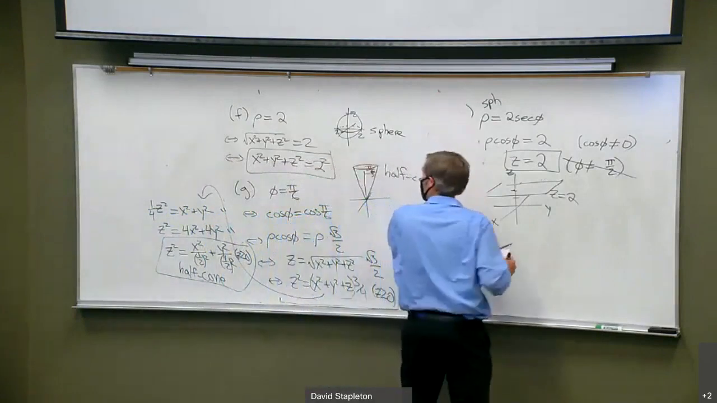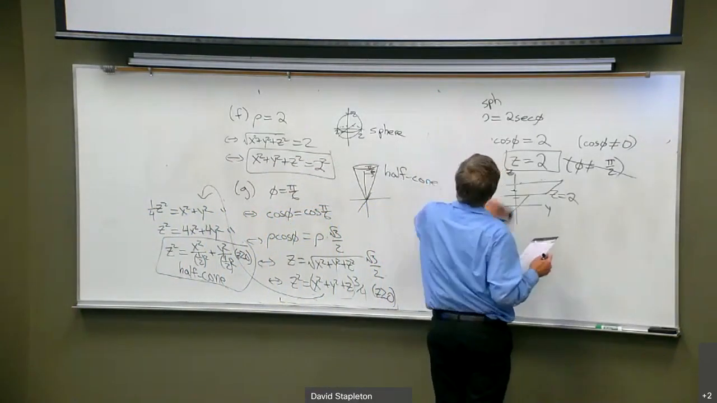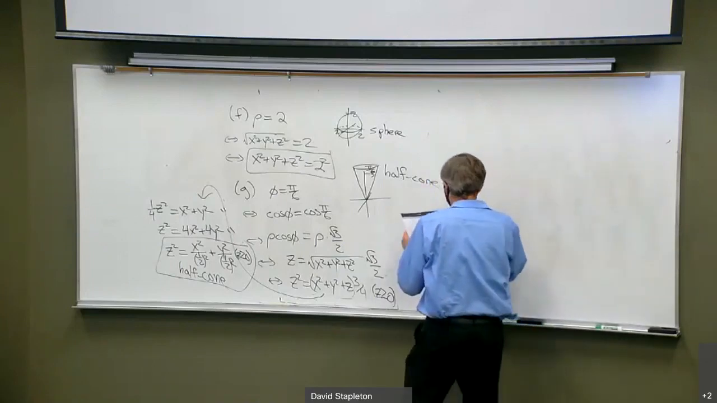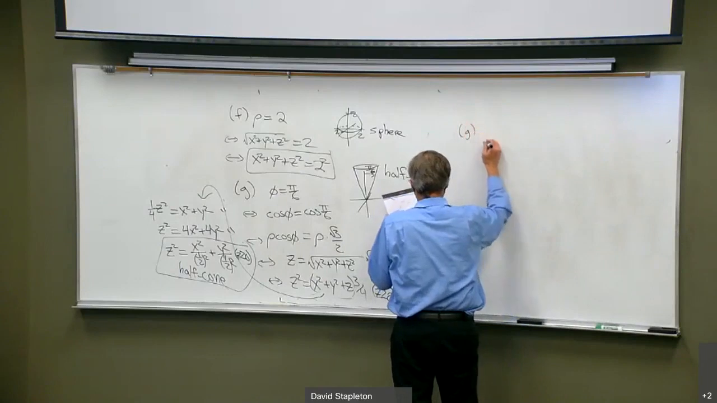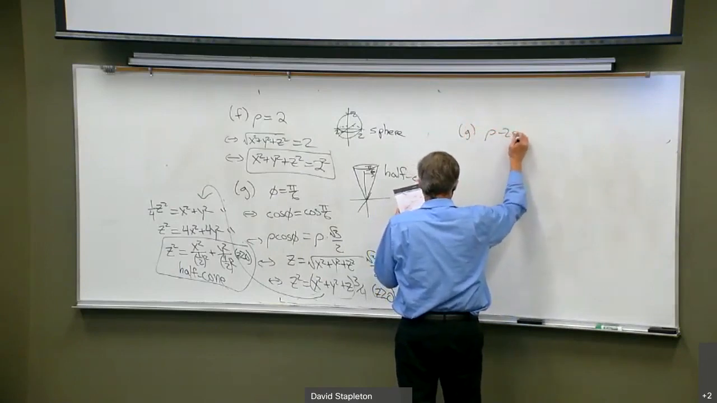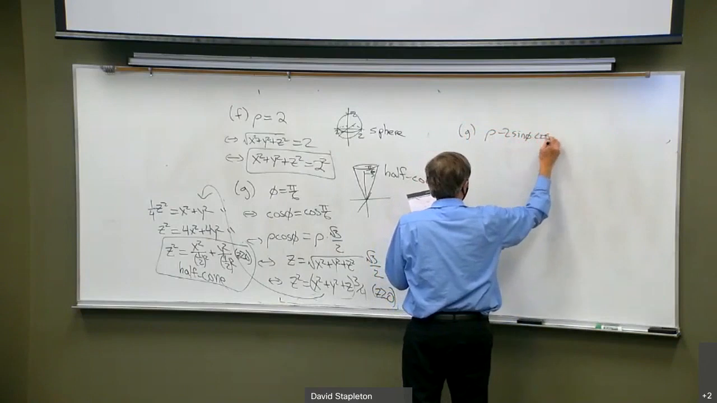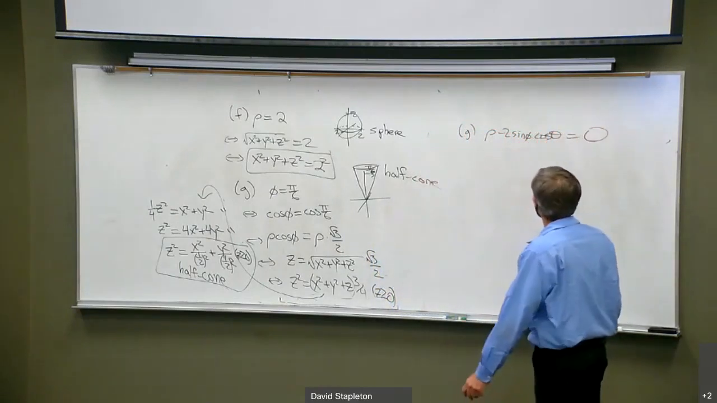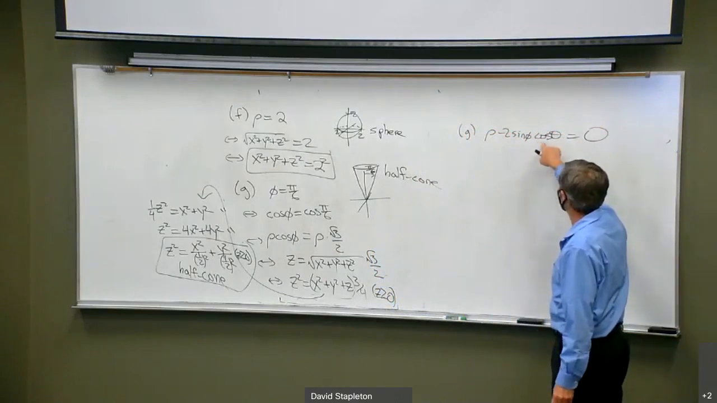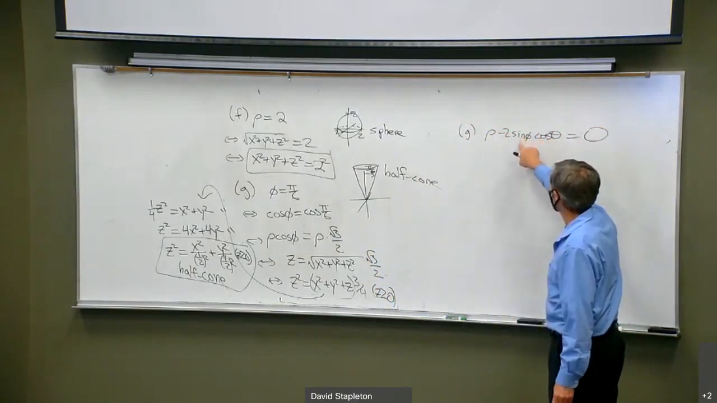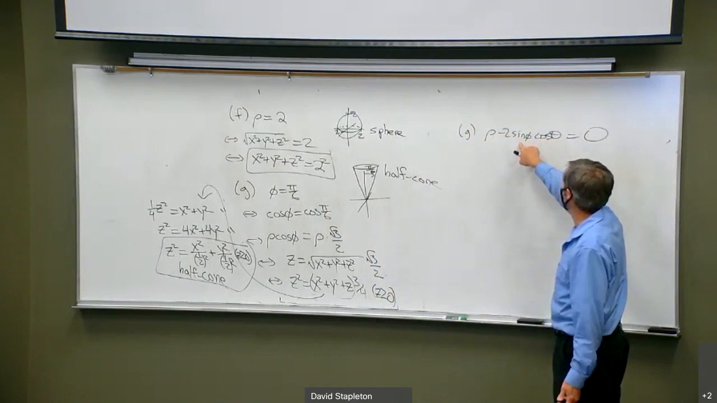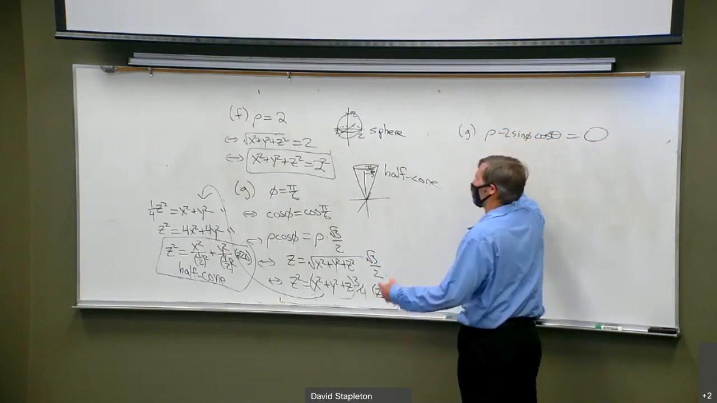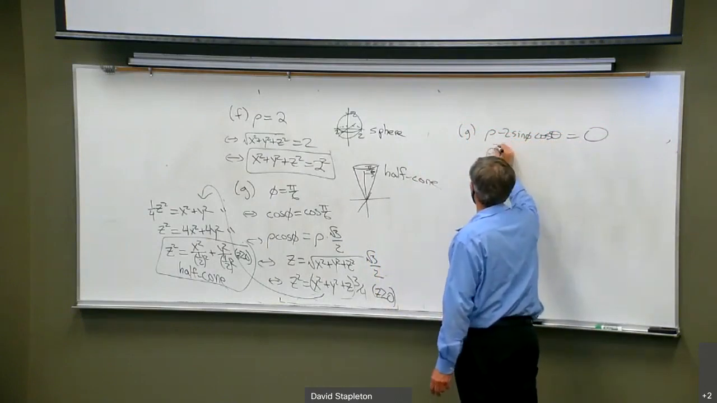We can do one more. Taking too long in this section. All right, let's take, suppose I gave rho minus 2 sine phi cosine theta equals 0. What's that? This looks kind of familiar, right? Cosine theta sine phi is almost what we had for x. I just need a rho here, so I multiply it through by rho, and that's going to introduce the origin as a solution, so I have to check that later.